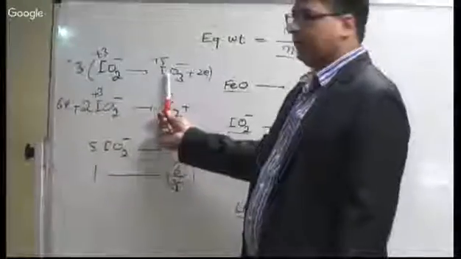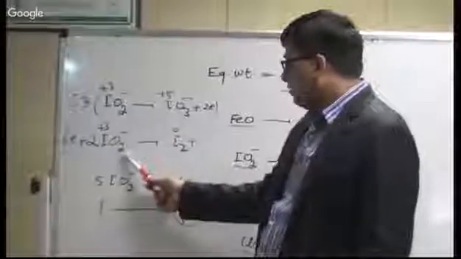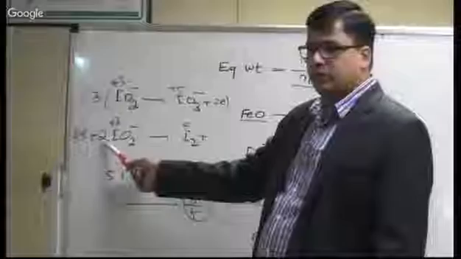One iodine, no balancing required. From +3 to +5, 2 electron loss. Now come to the second. IO2 minus gives iodine. First balance the iodine. There are 2, so I have multiplied by 2.